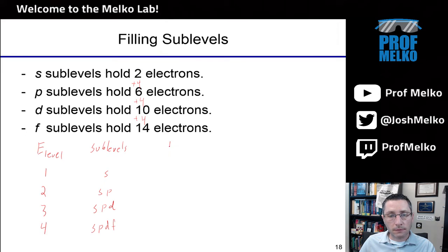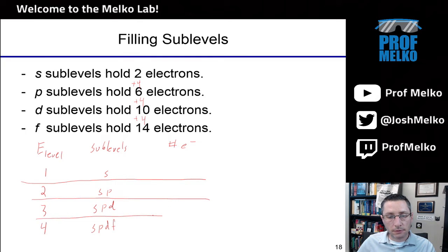Now, the number of electrons, we can count up not necessarily within each sublevel, but each overall energy level. Okay, so let's think about the first energy level, how many electrons are there total? Account for each sublevel and add up the electrons. In the S sublevel, there's always 2 electrons. There is only an S sublevel in level 1, so it's 2 electrons total.